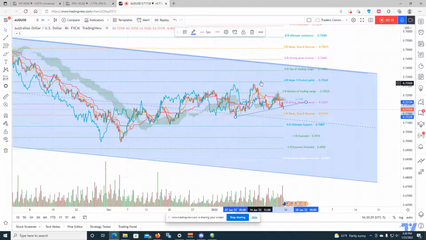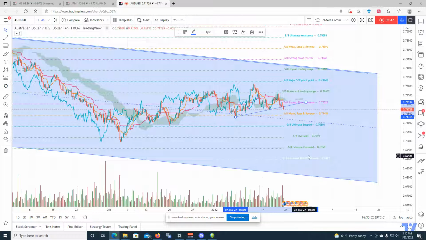So we have a potential head and shoulders here: left, head, right, right? So if we break down, we come down into our 1/8 and down to that channel line right here, which would be great support. We wouldn't get bullish on this till we can recapture this cloud and get back in there. But ideally, that's what we're looking at.